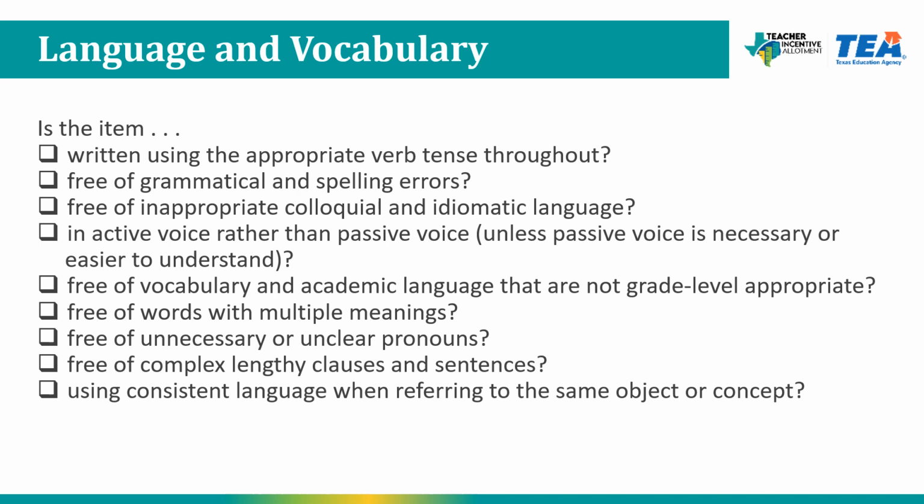Another crucial point is whether vocabulary and academic language are appropriate for the grade level it's intended for. Are words with multiple meanings avoided for clarity? Let's not overlook pronouns. Are they clear, necessary, and avoiding any unclear usage? Furthermore, how do we ensure that our sentences aren't overly complex or lengthy, maintaining clarity and comprehension? It's quite a list, but let's sum it up succinctly. Essentially, we're striving for grammatical correctness throughout. Our questions need to be structured with precision. Now, let's put the theory into practice and take a closer look at an exemplar item to see how these principles manifest in a real-world scenario.